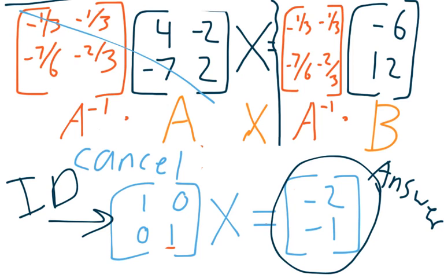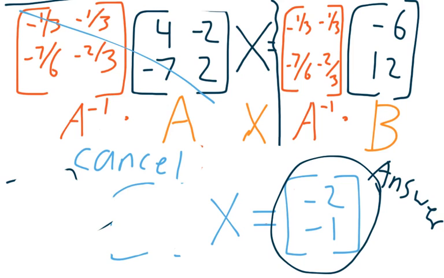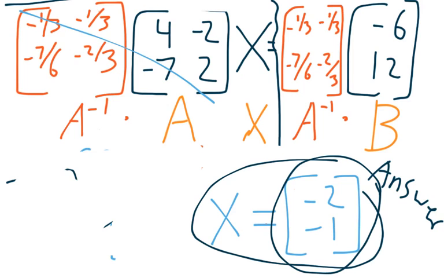So I can erase that now. That's basically been canceled out. So this is my answer. The missing matrix that goes right here is this 2 by 1 right there.